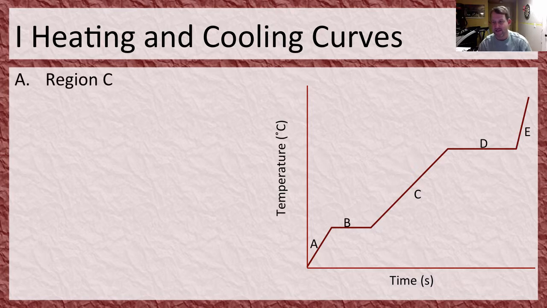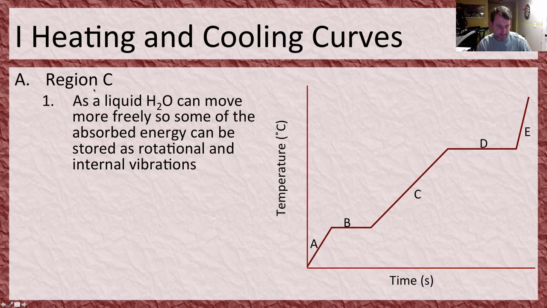All right, so region C here. This is our liquid region right here. In region C, the water molecules can move freely now. So they actually have different modes of energy absorption, they can do it in different ways. For example, as a solid, you're stuck in place, so you can't really rotate. But now as a liquid, you can suddenly start doing things like rotating and jamming around.